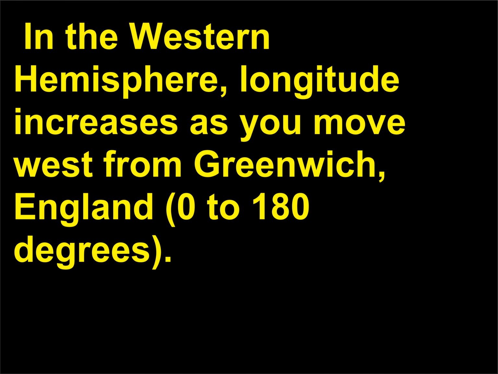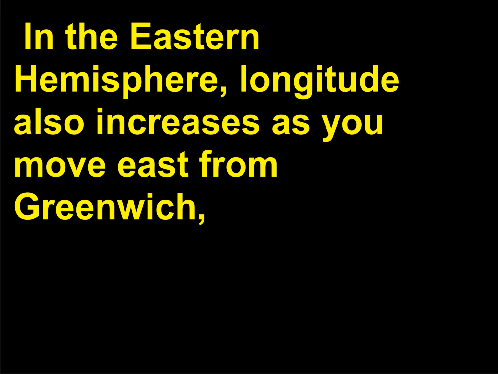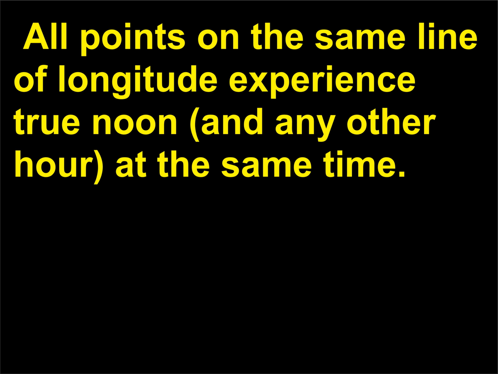In the Western Hemisphere, longitude increases as you move west from Greenwich, England, 0 to 180 degrees. In the Eastern Hemisphere, longitude also increases as you move east from Greenwich, England, again, 0 to 180 degrees. All points on the same line of longitude experience true noon, and any other hour, at the same time.